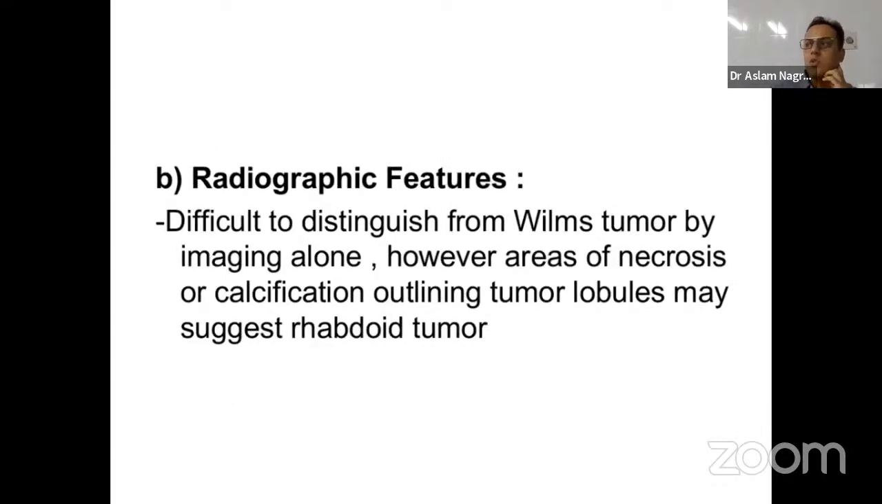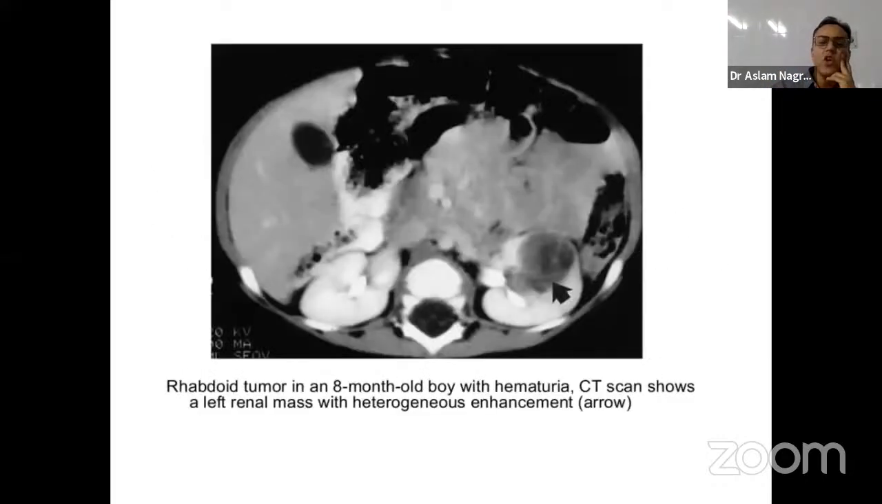I am also talking about the limitations: when we describe the mass and we say we don't want to make a diagnosis, we mean it. We cannot make the diagnosis. If at all you ask for a radiological opinion on what it could be, we'll go for a pediatric age group, we'll go for the enhancement characteristics and associated features. And nothing more we can tell. This is a rhabdoid tumor in an 8-month-old boy with hematuria.